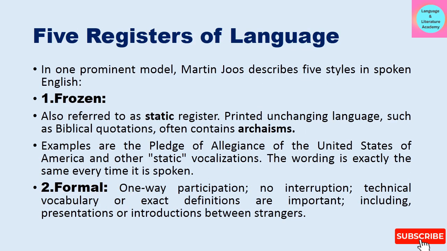There are 5 registers of language. In one prominent model, Martin Joos describes 5 styles in spoken English. There are 5 types of registers in language. Number 1 is called the frozen register. It is also referred to as a static register.